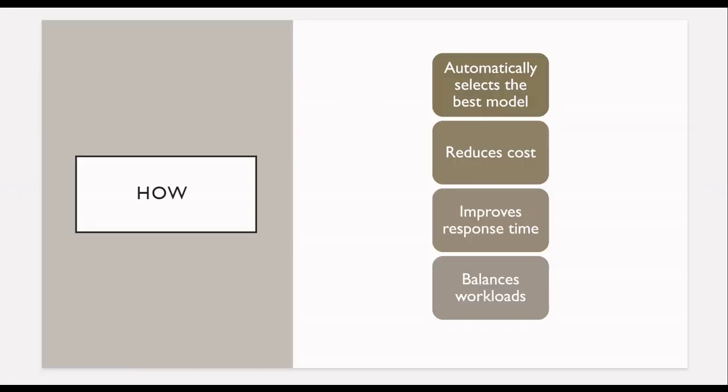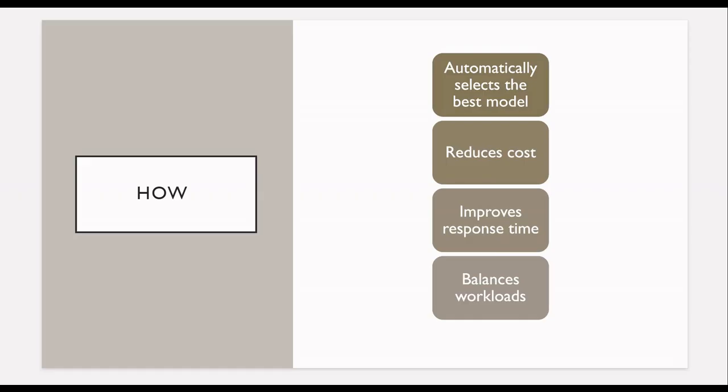which is time consuming, and it could also be inefficient depending on the capabilities of the developer who is making this choice. The next thing is how it works and how it is beneficial. These are the 4 points which tell you how it works. The very first thing is that the model router automatically selects the best model. Depending on each request, it will make a call on which model has to be selected.